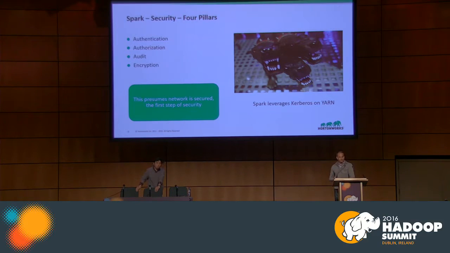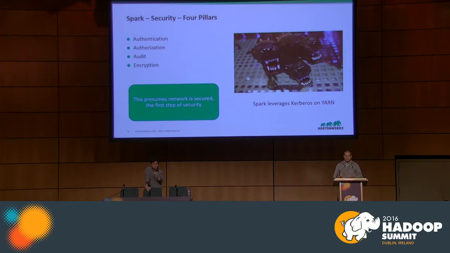So what are the 4 pillars of security? Authentication is establishing the identity of the caller. And in Spark, just like the rest of Hadoop, it uses Kerberos, the three-headed dog. A lot of people don't like Kerberos, but it's the de facto standard for security in Hadoop, and Spark leverages Kerberos for authentication.